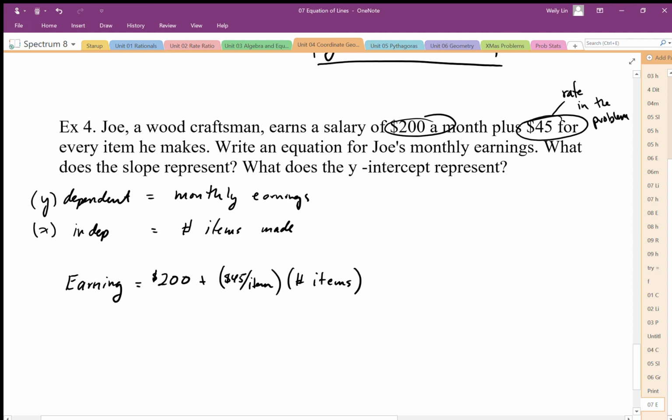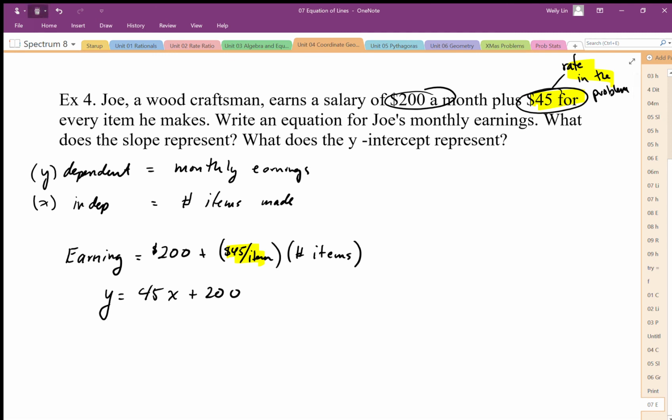So that gives me a very good idea that that rate must have something to do with the slope. Okay, so then there's my equation. I can write it into y equals mx plus b as well. So it's going to be 45x plus 200. Now, as a one number rate or slope, remember that is also always being compared to some other term. So that's going to be the dollars compared to the number of items made. The y-intercept in this case represents the initial amount.